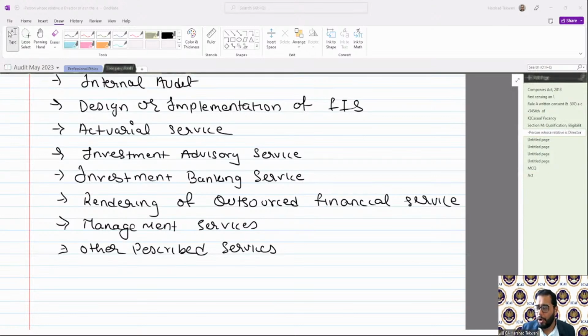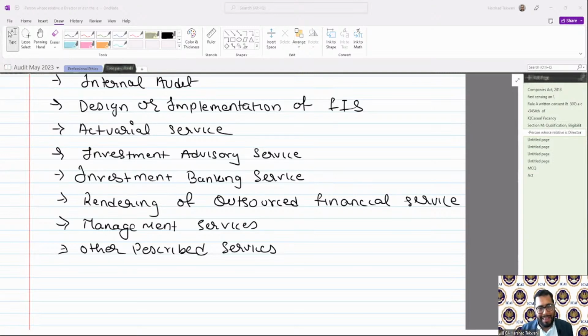Again, if you're talking about fundraising services, these may fall under investment advisory services, because at times we need to see the detailed scope, whether it is something where we are giving advice with respect to any investment.